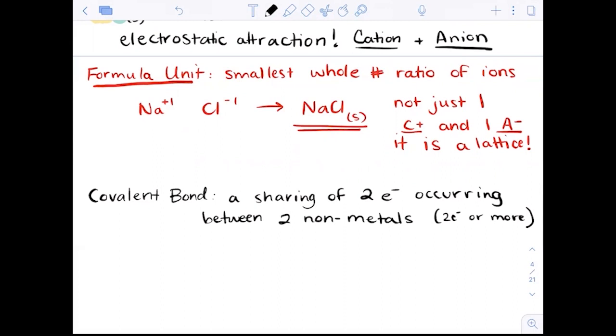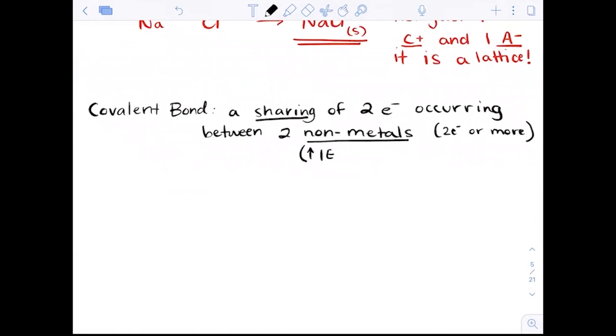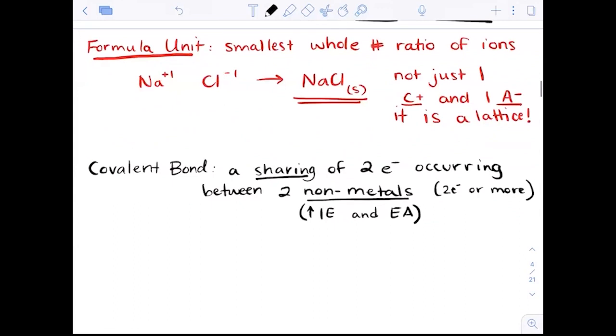Now, why is this different? Why are we sharing instead of transferring? With 2 nonmetals, we have a very high ionization energy and a very high negative electron affinity. So these 2 nonmetals don't want to give up their electrons entirely, but they will share them in order to reach a stability. Now, if we kind of look back at that formula unit right there with sodium +1 and chlorine -1, we can hint to why there's a stability.